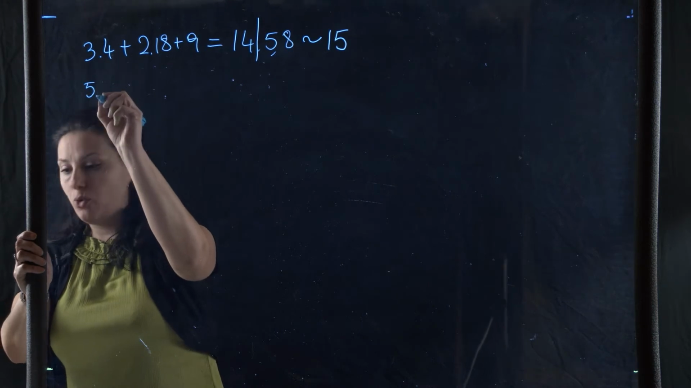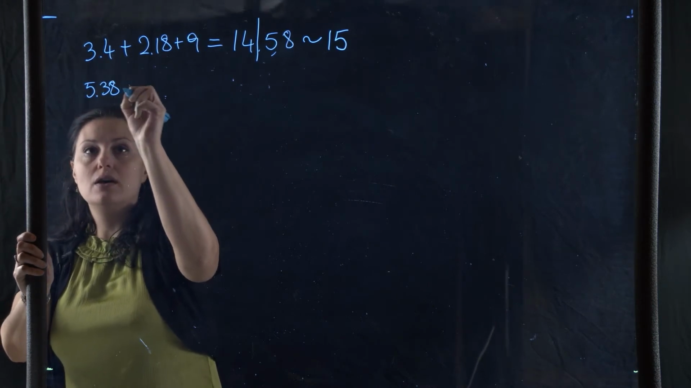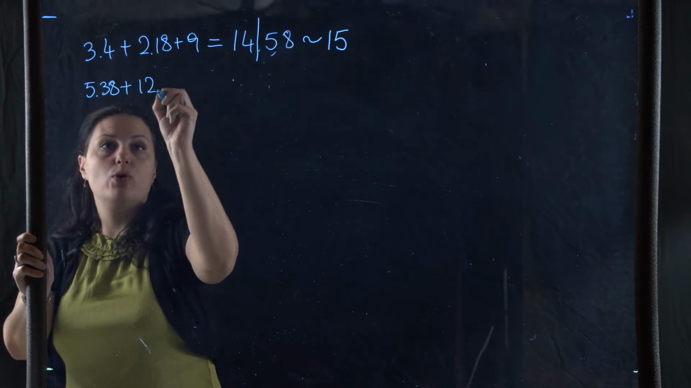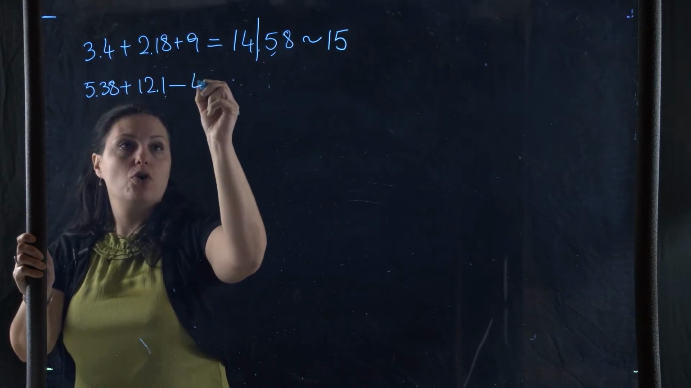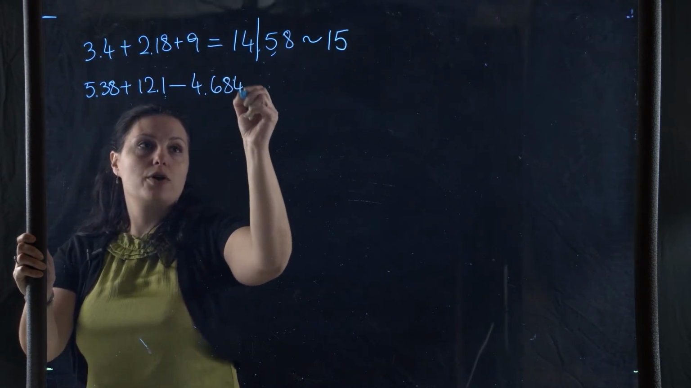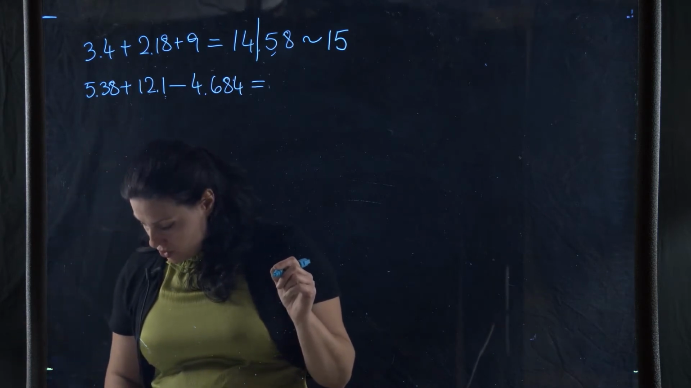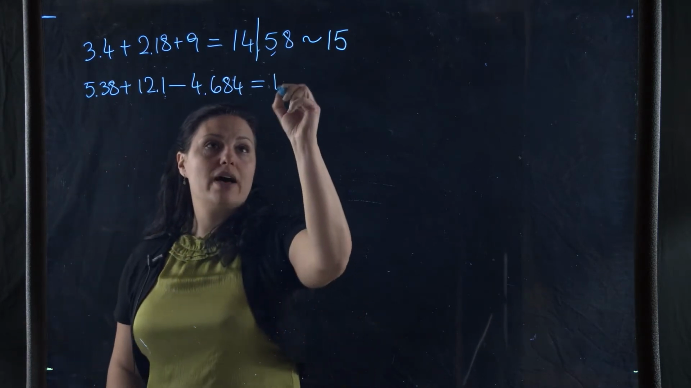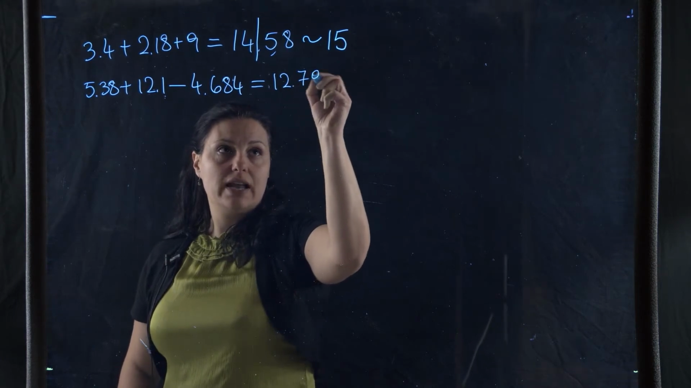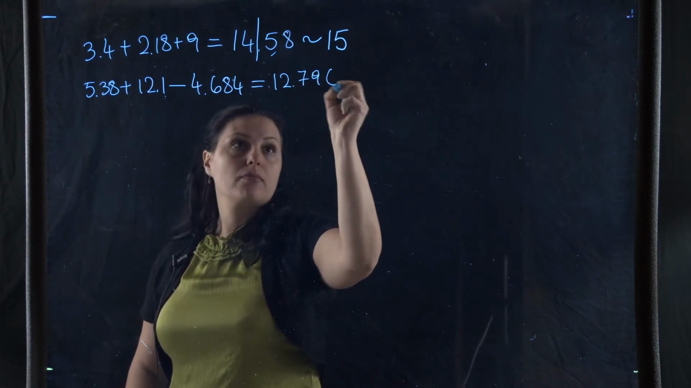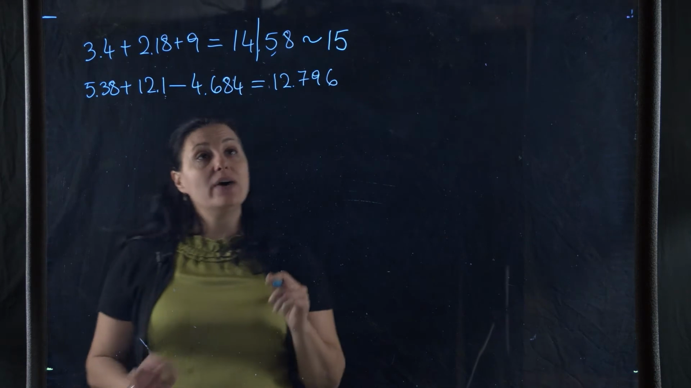I have 5.38 plus 12.1 minus 4.684. If you actually do that math, it should come to about 12.796. Okay, now I need to round it.